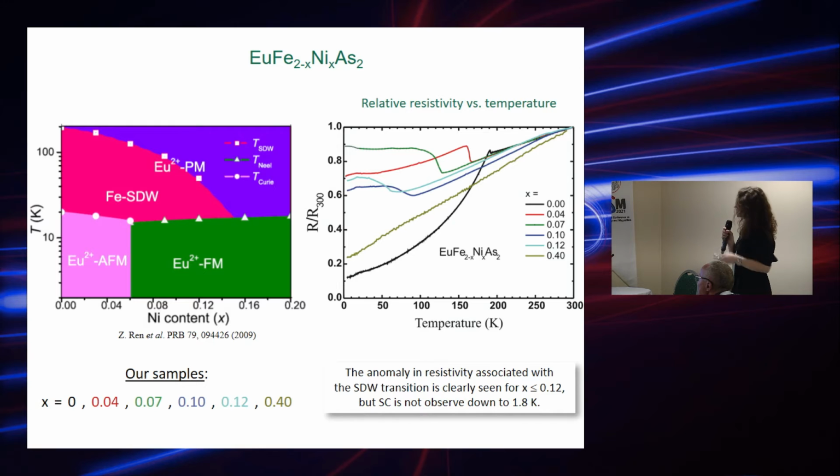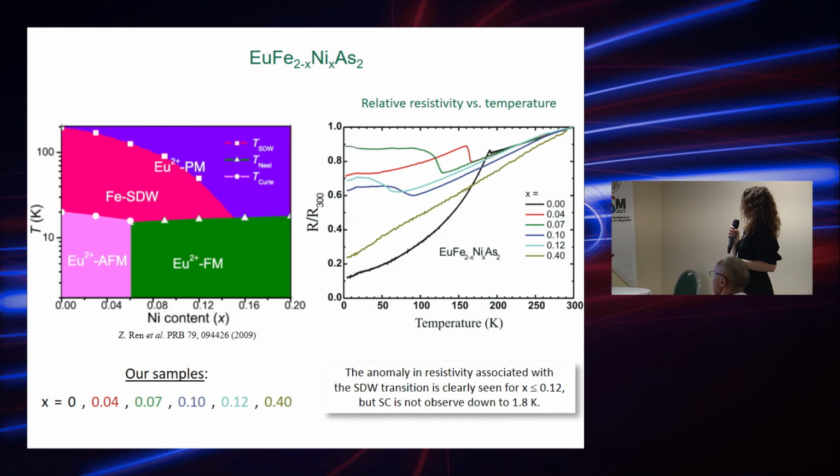And now we can go to the second part of our results. It's connected with europium iron 2 arsenic 2 with nickel substitution. Here we have a phase diagram for this compound. We see that with increasing nickel content, the spin density wave order temperature is decreasing. And what is important, the temperature of europium 2+ magnetic order doesn't change, but the type of this order changes.